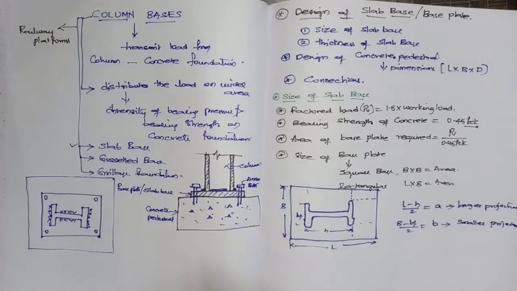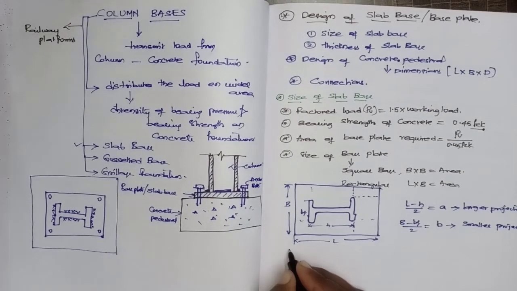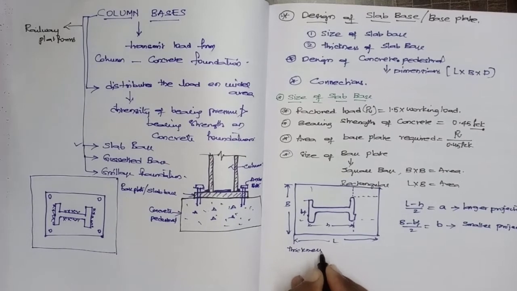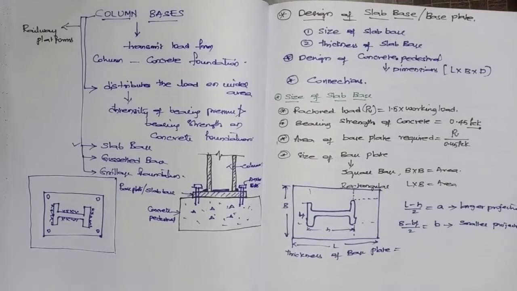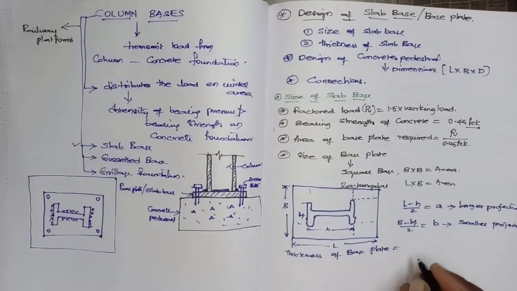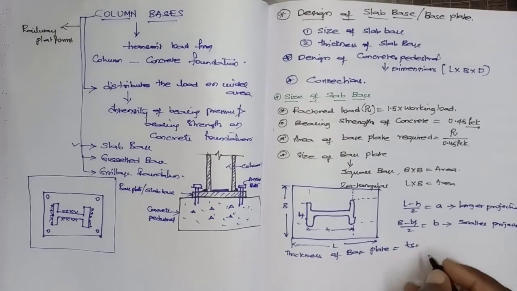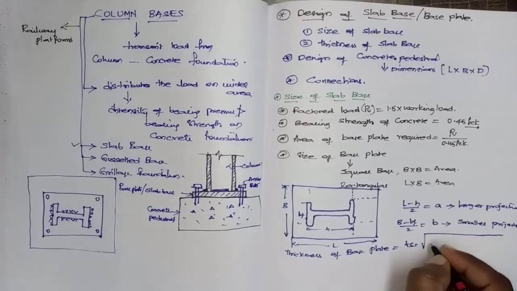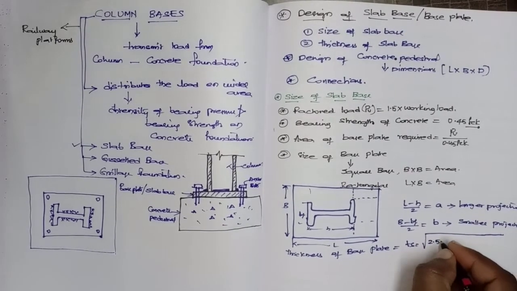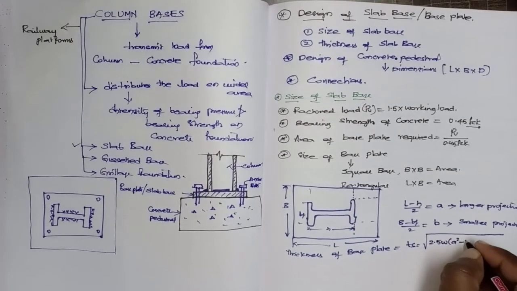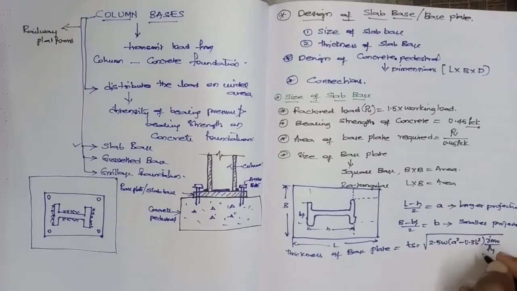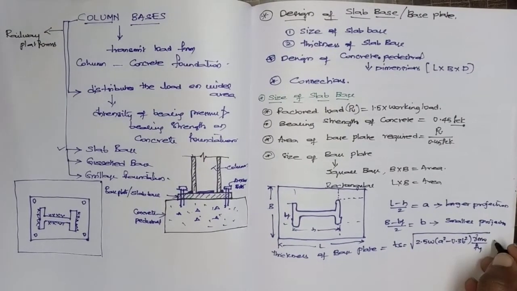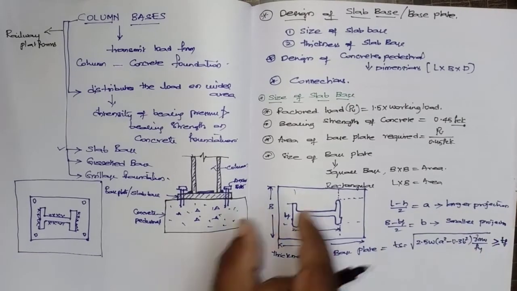Now there is one formula to find out the thickness of base plate, which is TS equals under root of 2.5 into W into A square minus 0.3 B square into gamma m0 by Fy. This value should be greater than or equal to the thickness of the flange of the I section taken.